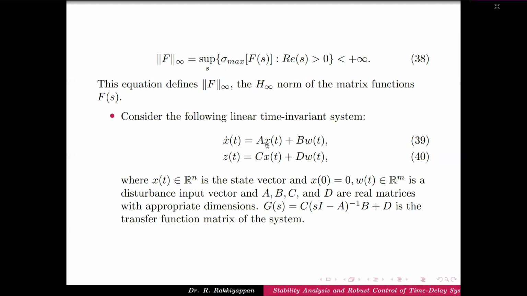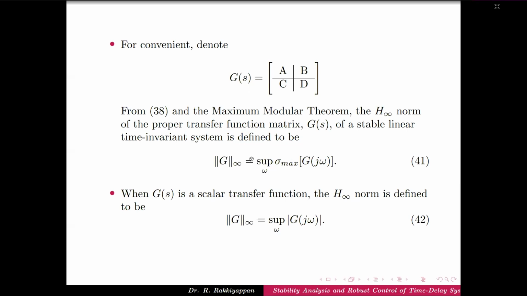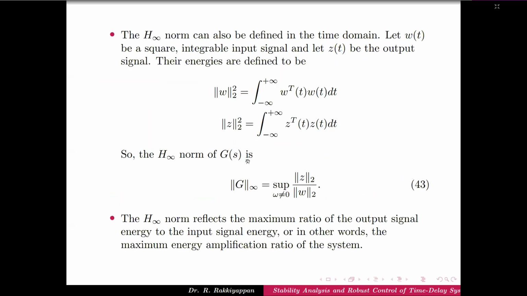So we have to find the H infinity control for the following system: x dot of t equal to A into x of t plus B w of t, z of t equal to C into x of t plus D into w of t, where x of t is the state vector and w of t is a disturbance input vector, and A, B, C, D are real matrices with appropriate dimensions, and G of s is nothing but the transfer function matrix of the given system. So with this transfer function matrix, we have to define the norm for this matrix. With this norm, we have to define an H infinity norm on G of s.